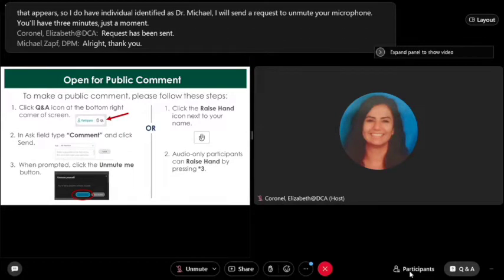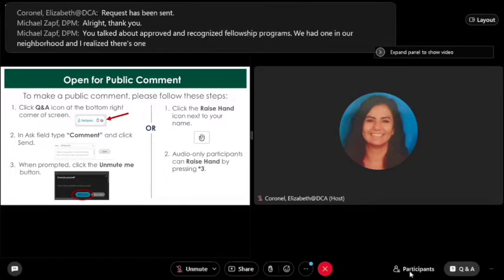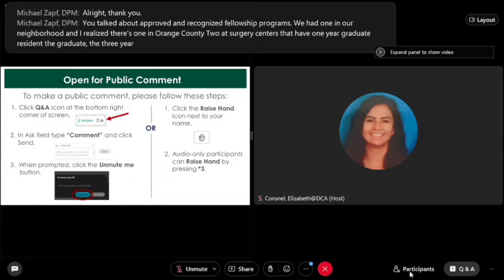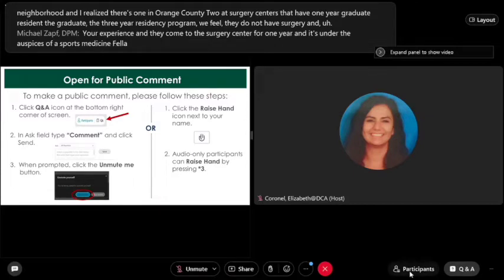Great, thank you. You talked about approved and recognized fellowship programs. We had one in our neighborhood, and I realize there's one in Orange County too, at surgery centers that have a 1-year fellowship of graduate resident. They've graduated from a 3-year residency program, but feel they do not have enough surgery experience. And they come to the surgery center for 1 year, and it's under the auspices of a sports medicine fellowship. So I'm pretty sure they're not either approved or regulated, but I suspect there's more than one of these around.